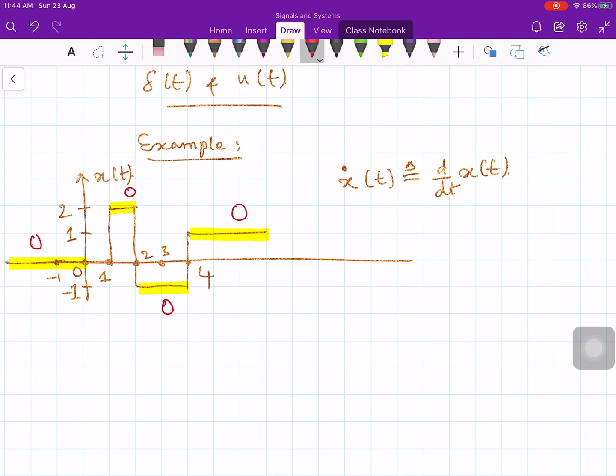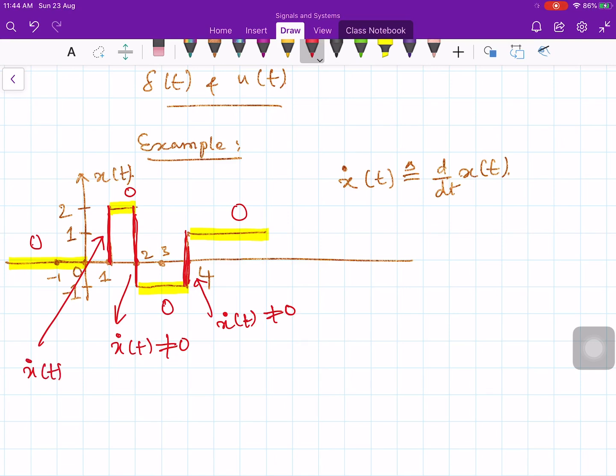So at continuous points the derivative is 0. These are the only 3 places where I will get x dot of t not equal to 0, and here also the derivative of x of t is not equal to 0, and at this point also I will get a derivative which is not equal to 0.